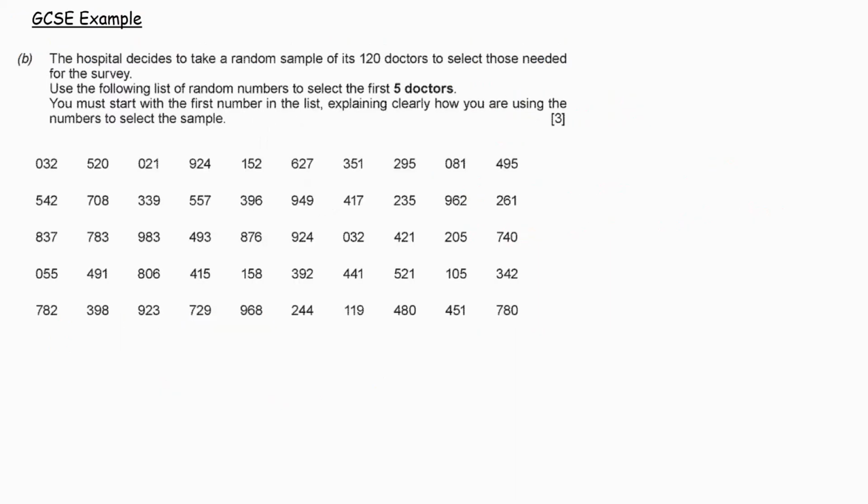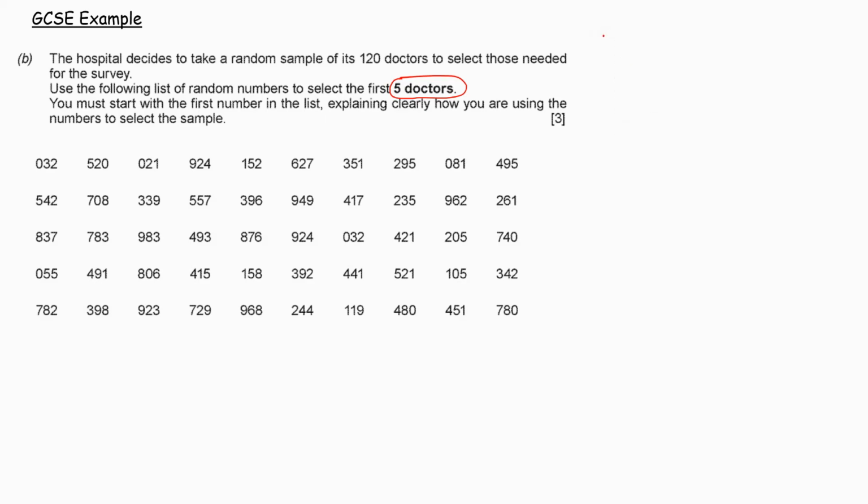This is how we would do random sampling in practice. The hospital decides to take a random sample of its 120 doctors to select those needed for the survey. So this is obviously a question to do with a hospital. Use the following list of random numbers to select the first 5 doctors. You must start with the first number in the list and explain clearly how you were using the numbers to select the sample. So what we could do here, we want to select the first 5 doctors.